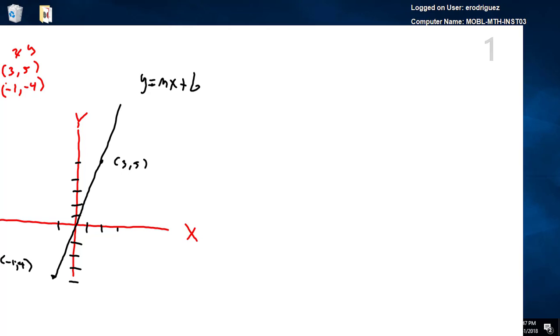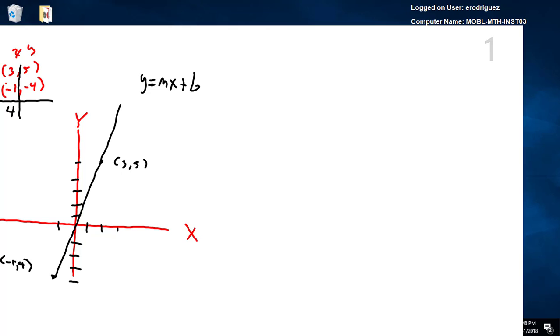Well, the first thing we've got to do is find y equals mx plus b, and to find that, we have to look for the slope. To do the slope, we know that the y column will be the distance from -4 to 5, which is 9. And the distance from -1 to 3 is 4, right? So the rise is 9 and the run is 4, so we know the slope already.